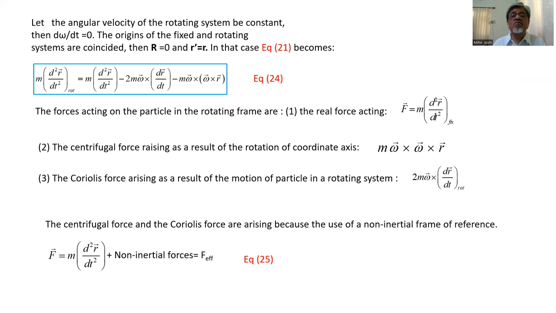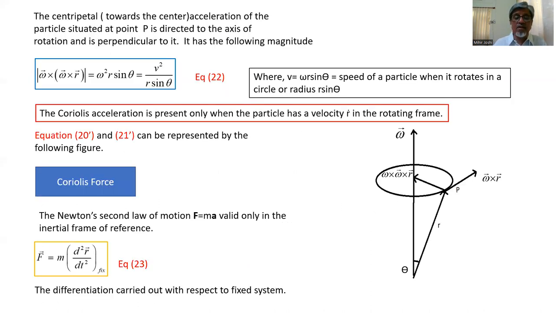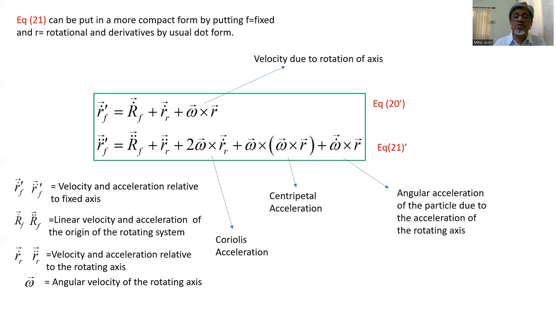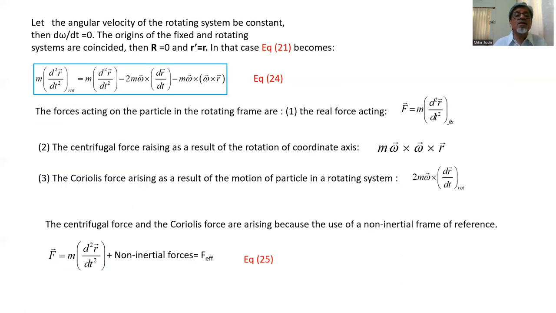So in that case, equation number 21 can be rewritten. It is m d2r by dt square rotation equals m d2r by dt square fixed minus 2m omega cross dr by dt minus m omega cross (omega cross r). And we call it equation number 24.